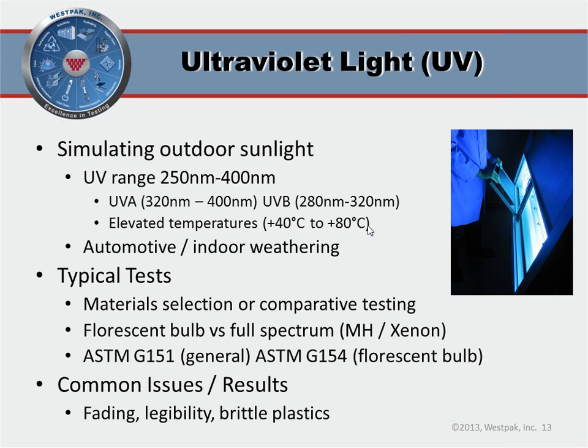This is at Earth. The atmosphere filters out all the short wavelength stuff, and that is UVA, which can be defined between 320 to 400 nanometers, and UVB, which is 280 to 320. This testing is done in chambers usually at elevated temperatures, somewhere between plus 40 to plus 80 degrees C. One of the main reasons for that is the light sources we use generate a lot of heat, so it's a good temperature to run at.